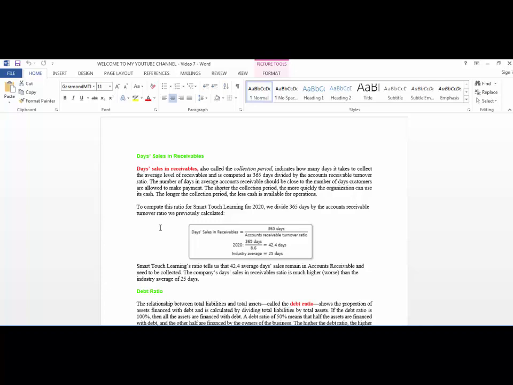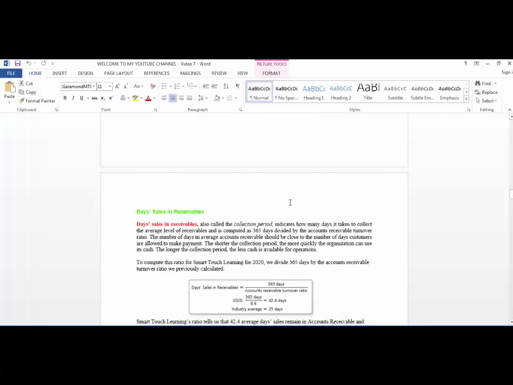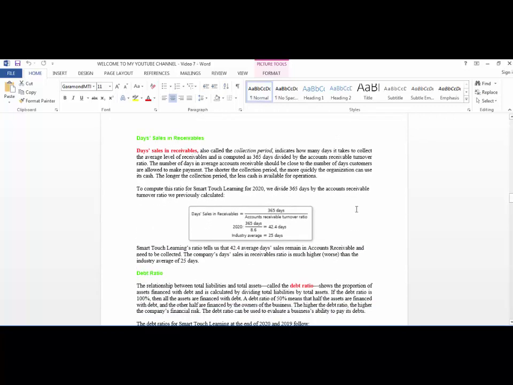So we have 365 days here, and we calculated the accounts receivable turnover ratio as 8.6, so the value is 42.4 days. What does it tell us? It tells us the average days of sales remaining in accounts receivable that need to be collected. It indicates that the company's collection period is very high, and it's in a worse condition. If it can reduce to less than 25 days, the company can collect its receivables in quick succession, and it can help maintain the daily operations of the company.